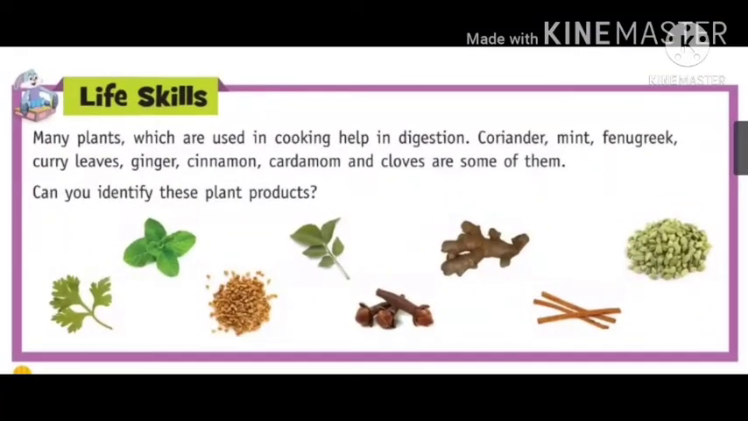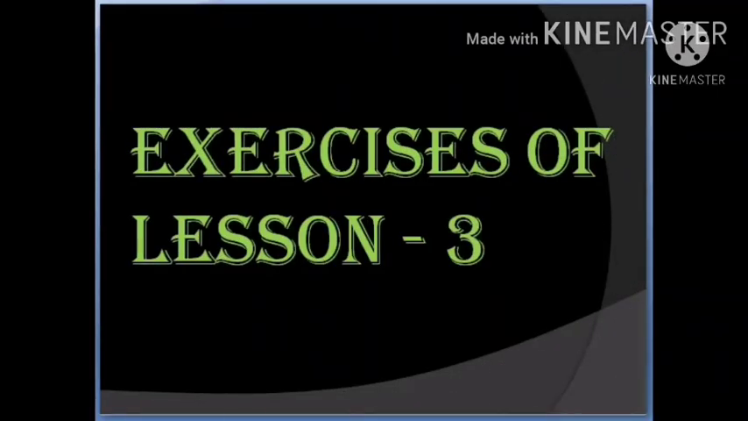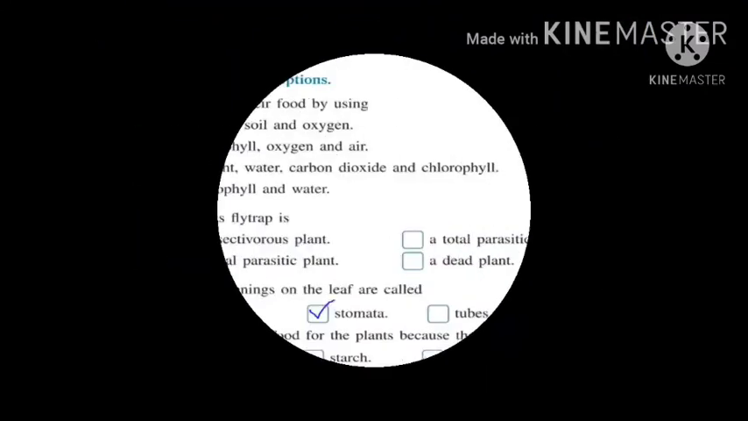Now let's talk about our last subtopic, that is plants help in digestion. Many plants which are used in cooking help in digestion. Coriander, mint, fenugreek, curry leaves, ginger, cinnamon, cardamom and cloves are some of them. Can you identify these plants' products? Now let's move to the exercises of lesson 3.